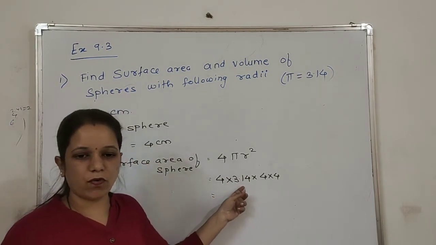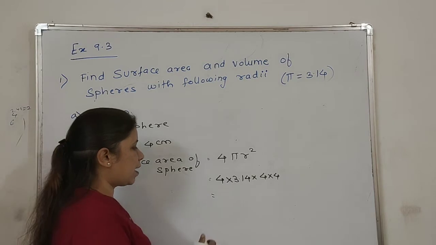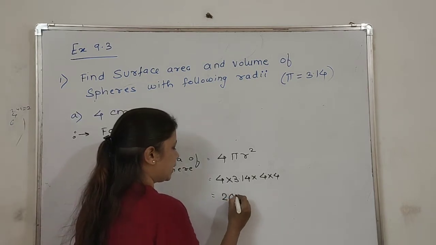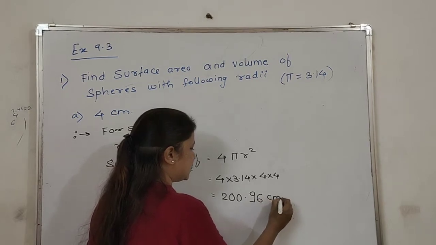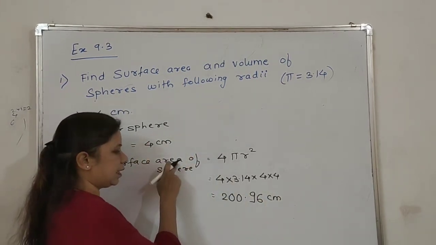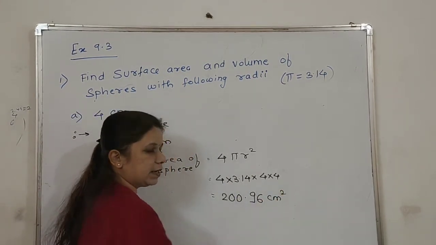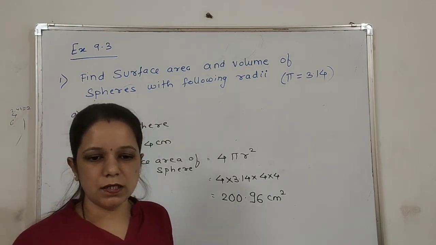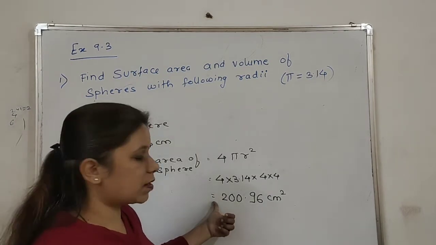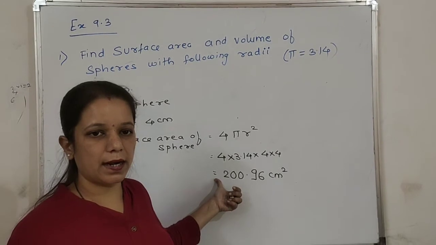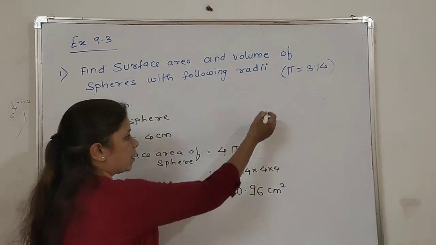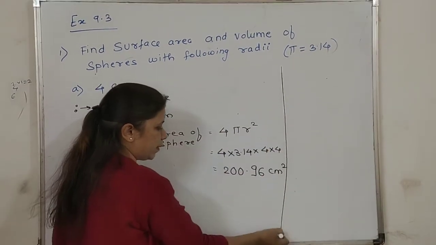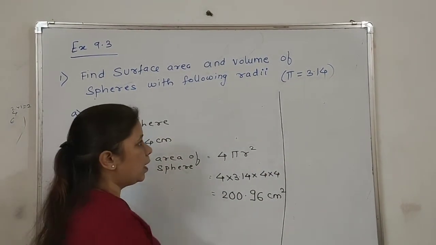You will have to perform the multiplication, and after you perform it, you will get the answer as 200.96. Now since it is area, the unit will be centimeter square. So answer for surface area is 200.96 centimeter square.